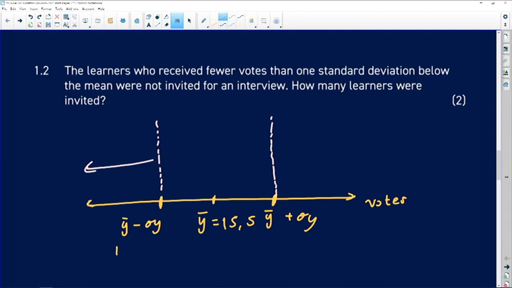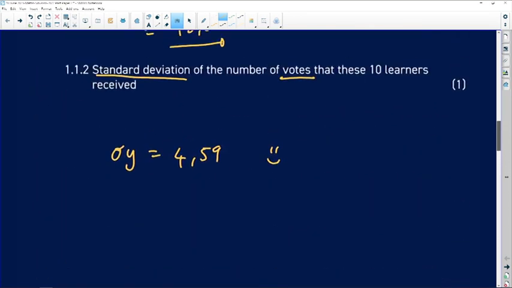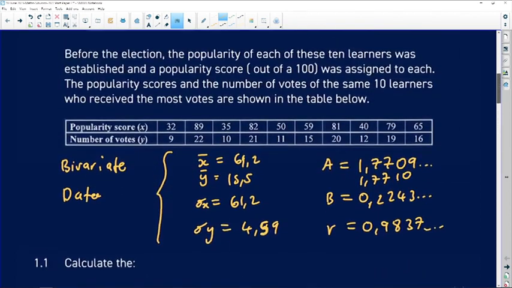Okay, quickly, we've got the mean as 15.5. We are taking away the standard deviation, which is 4.59. And the difference between the two comes out as 10.91. So who received any votes that are less than 10 votes? So if you received 11 votes, we will not consider you as a person receiving less. So we want somebody with 10 votes or less. Okay, so let's go and check how many of them have 10 votes or less in the table.